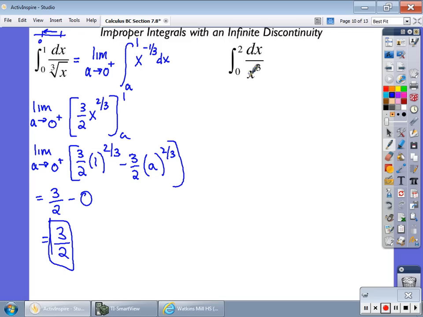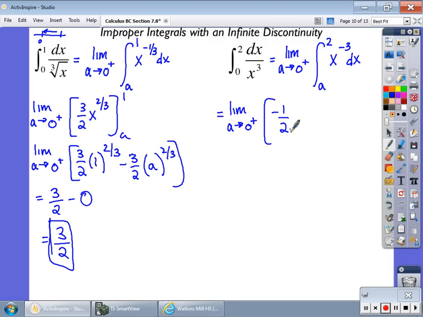Over here again, you can't be plugging 0 into your denominator. So this is going to be the limit as a approaches 0 from the right-hand side of the integral from a to 2 of x to the negative 1/3 dx. So that's the limit as a approaches 0 from the right of negative 1/2 x to the negative 2nd, evaluated from a to 2.